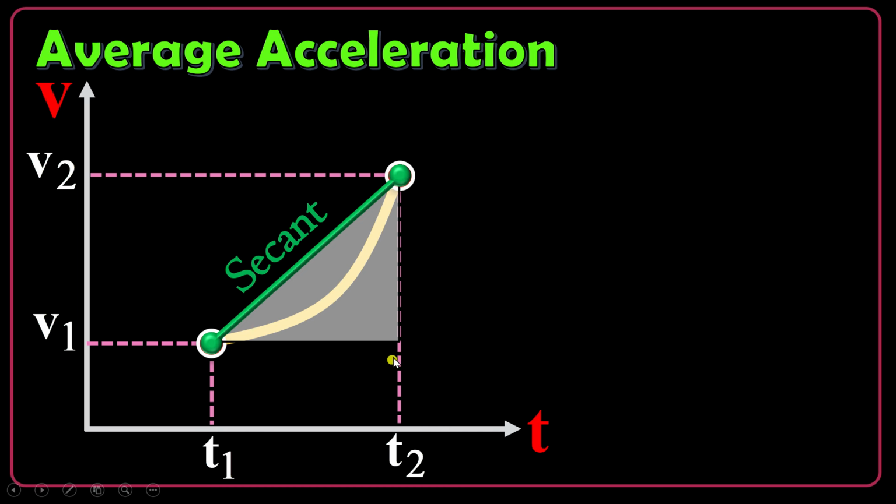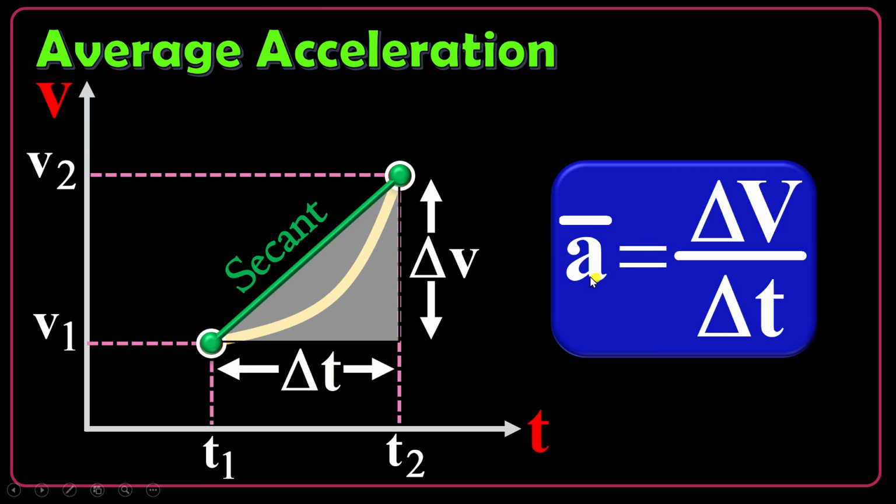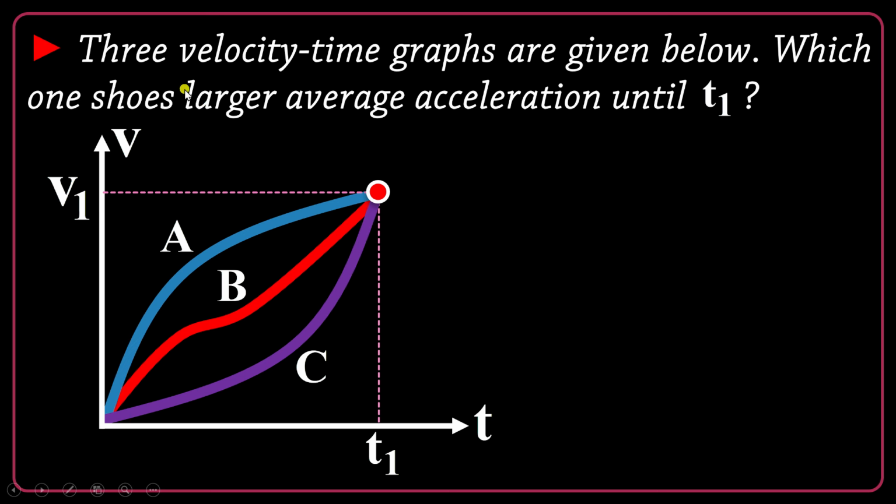Slope means vertical over horizontal, or rise over run. The vertical side of this triangle is delta v and the horizontal is delta t. If I divide these two, I will get delta v over delta t, which is exactly the definition of average acceleration. Pay attention, average acceleration is all independent of the behavior of the object in between the two moments. It's just related to the change in velocity in general and also the time interval. What do I mean? Look at this example, you will learn it.